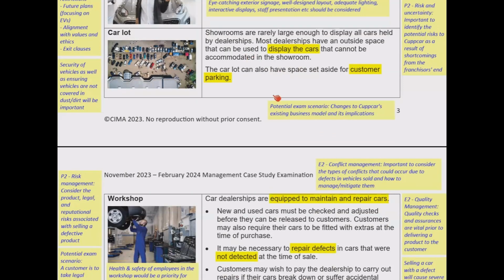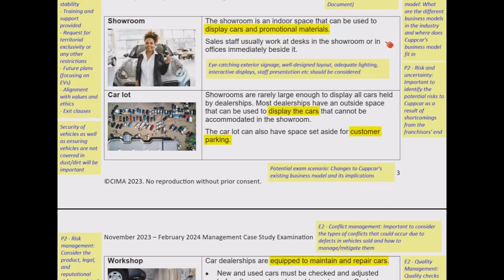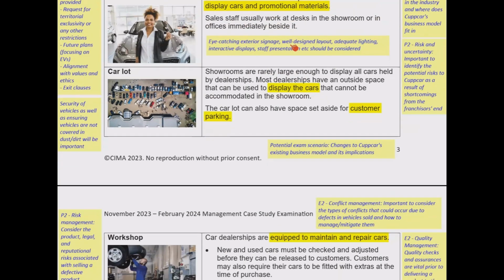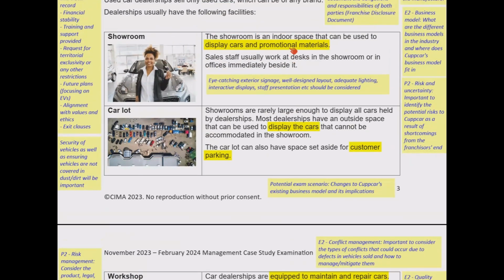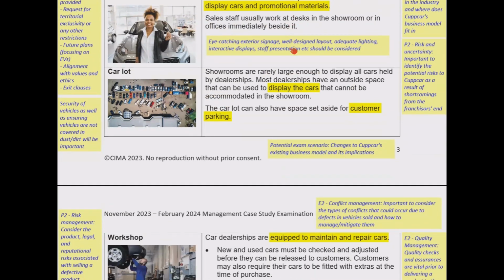We note here Cuppcar's business model, as I've mentioned, there might be a proposal to change it, a really radical proposal. What if there's a proposal to actually only sell used cars? That would be radical, but it would certainly give you lots of different areas of F2, E2, and P2 to consider in terms of the impact that that might have.